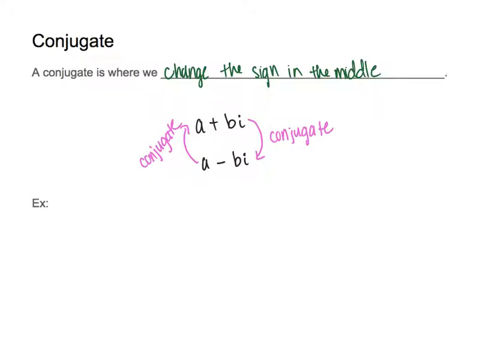So here's an example. If I have something like 6 minus 8i, then the conjugate is just the same numbers, but now there's a plus sign. Pretty easy, right? So these two expressions are conjugates of each other.